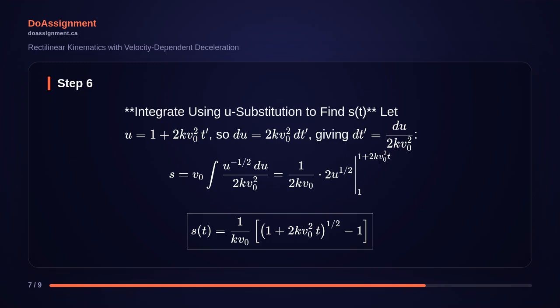We evaluate the integral using a u substitution, letting u equal 1 plus 2k v0 squared times t prime. After substituting, integrating the power of u, and evaluating at the limits, we find that position as a function of time equals 1 over k v0 times the quantity square root of 1 plus 2k v0 squared t minus 1.